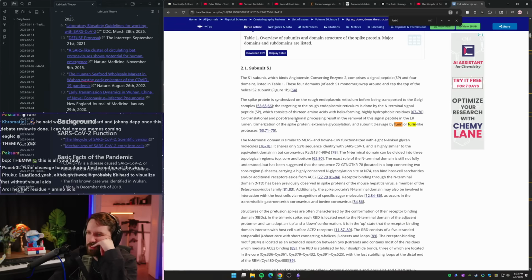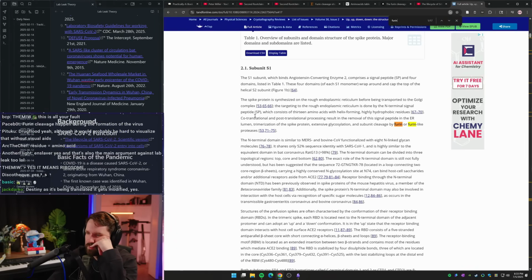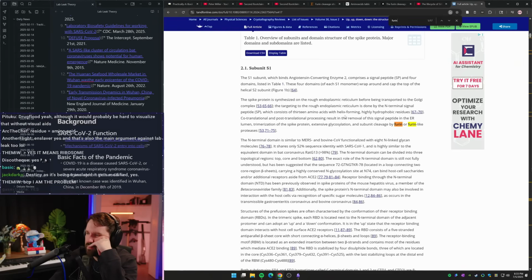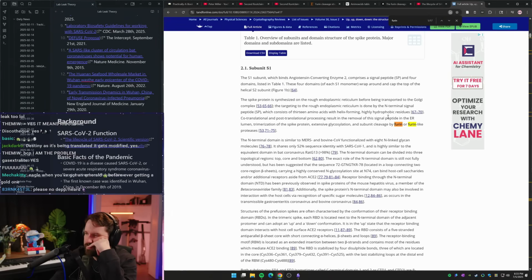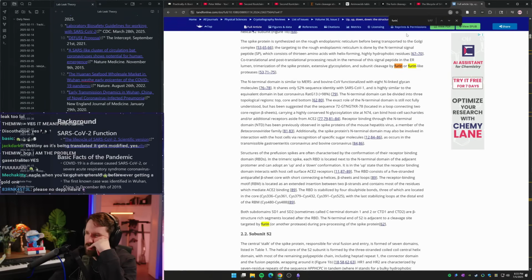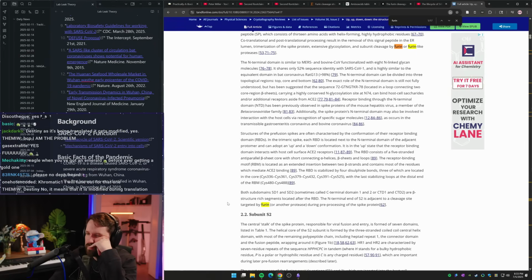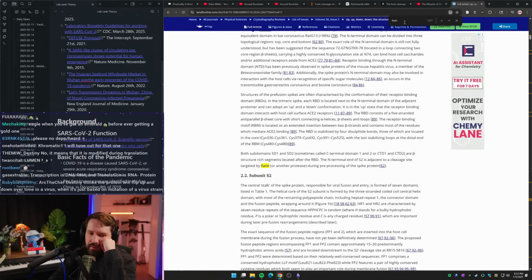This sounds right. Okay. Co-translational and post-translational processing results in the removal of this signal peptide in the endoplasmic reticulum lumen, trimerization of the spike protein, extensive glycosylation, and subunit cleavage by furin or furin-like proteases. Both subdomains are beta structure rich segments located after the RBD. The N-terminal end of S2 is adjacent to a cleavage site targeted by furin or another protease during pre-processing of the spike protein. Holy shit.